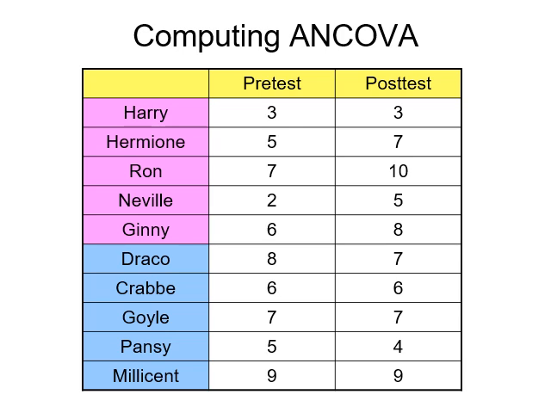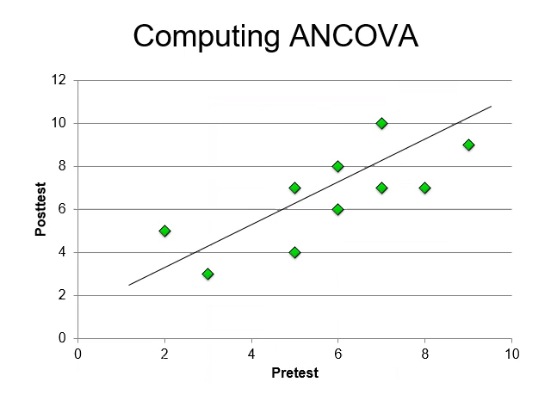Now, if we did not actually use this blocking variable, if we simply looked at pre-test versus post-test, what we would see would look something like this. So you can see there is a relationship looking at pre-test and post-test, but there's also a fair amount of error going on. In other words, the dots are not necessarily very close to the line at all points. So if we're just looking at the relationship between these two, and we're not accounting for house, we've got a fair amount of error in there.